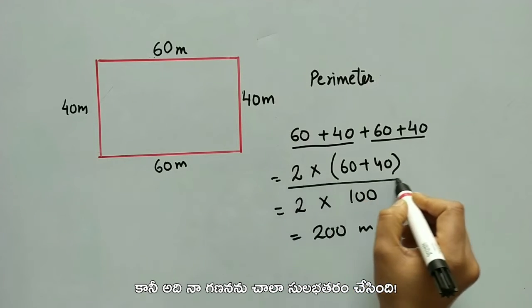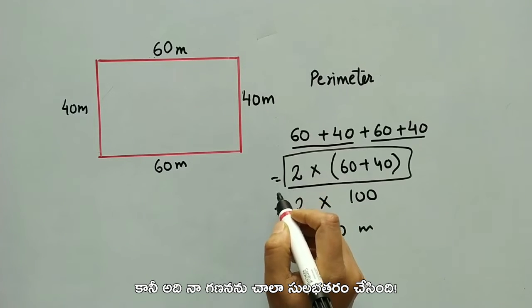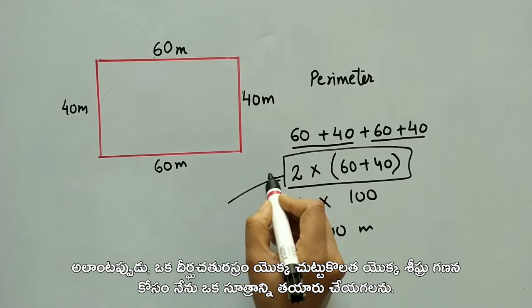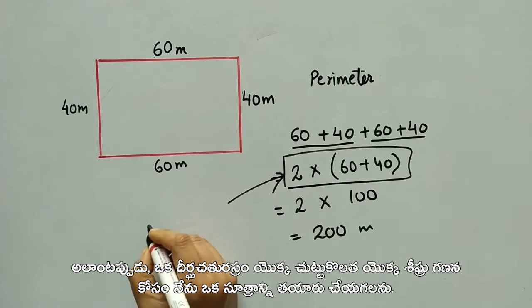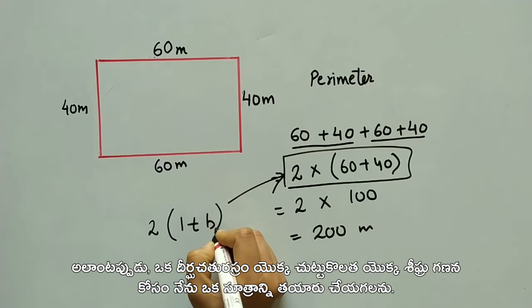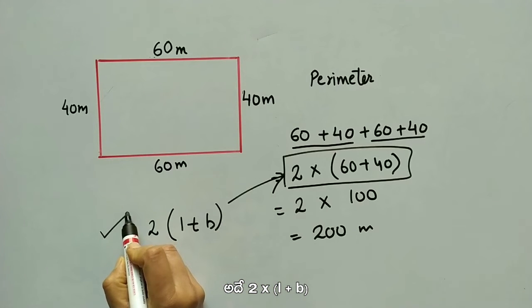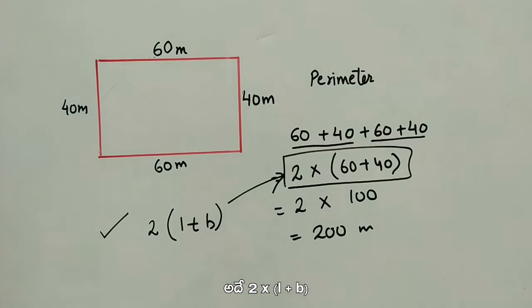Now, what I did here is a shortcut, and a formula is nothing but a shortcut. Can I say that the perimeter of a rectangle is 2 times the sum of its length and breadth? Yes, I can. And just here I made a formula for the quick computation of perimeter of a rectangle.